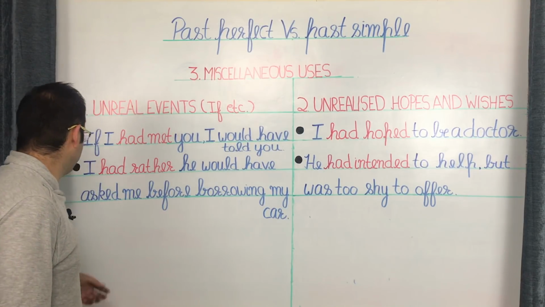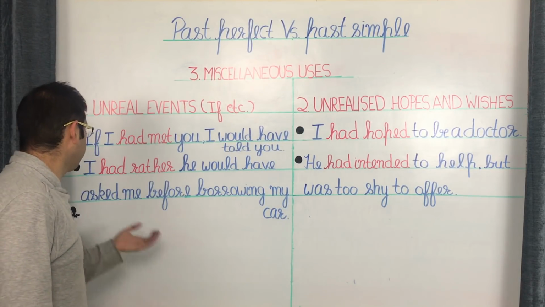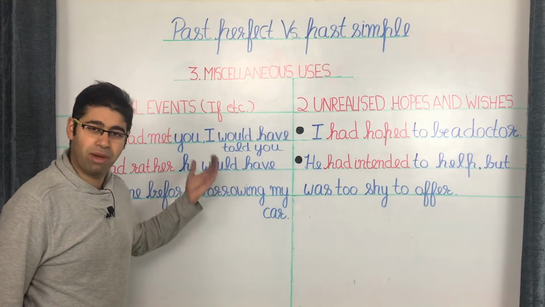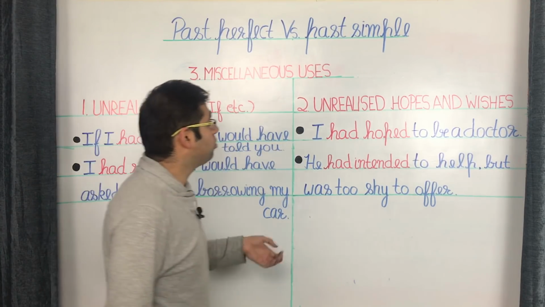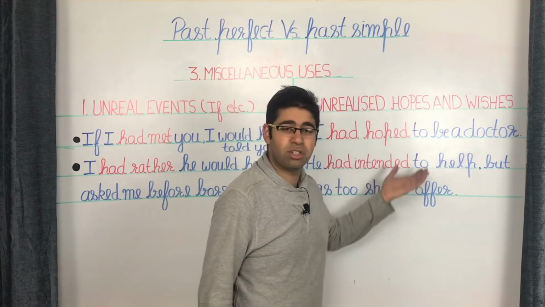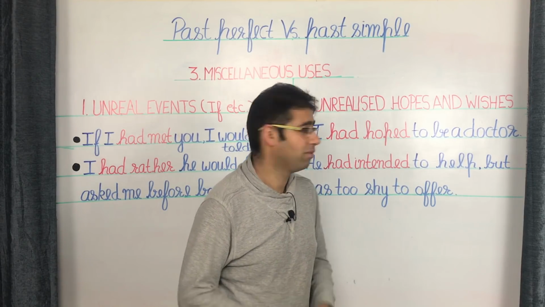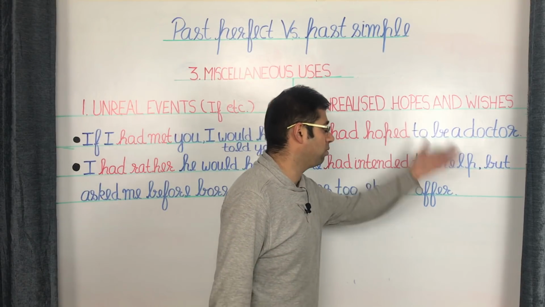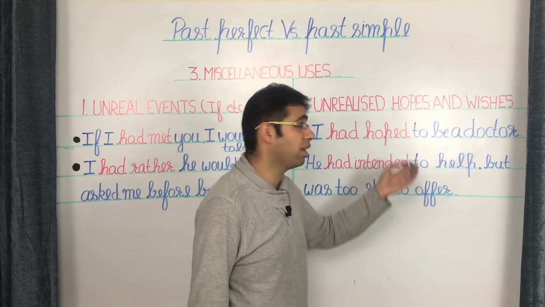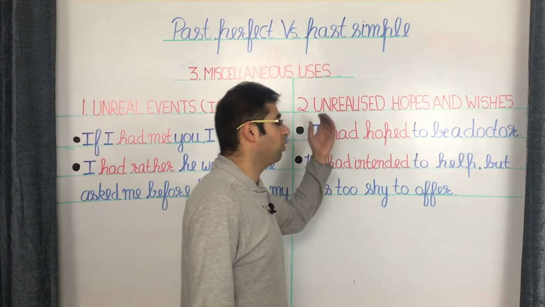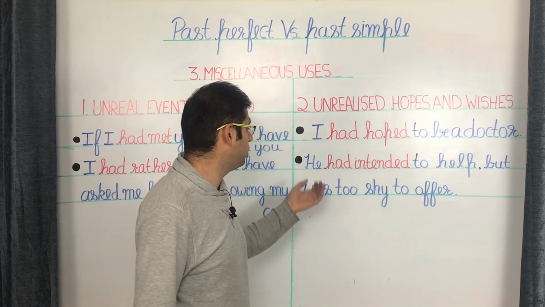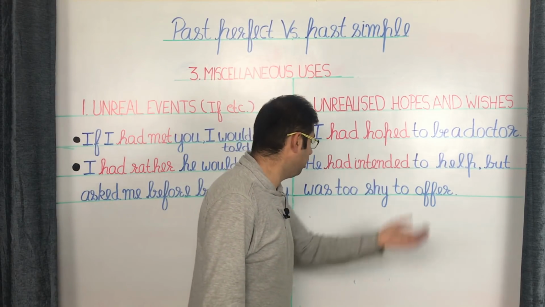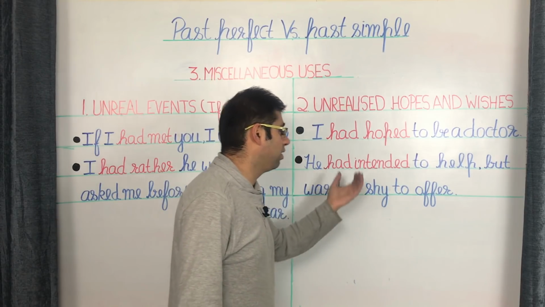Coming to the second one, which reads, I had rather he would have asked me before borrowing my car. Coming to the second use, which is unrealized hopes and wishes or things that did not happen. We have a very simple sentence to begin with, which is, I had hoped to be a doctor, but since that did not come to pass, we have the usage as, I had hoped. Coming to the final example, which is, he had intended to help, but was too shy to offer.